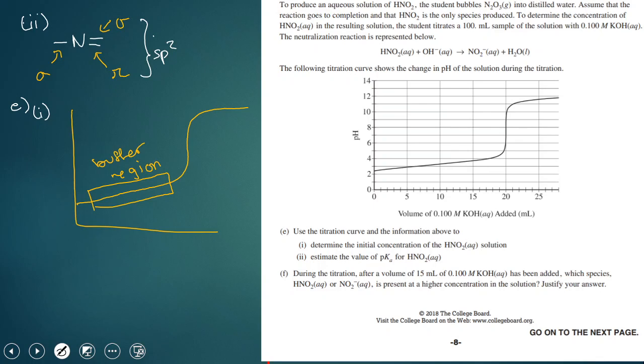Okay, so part I says, determine the initial concentration of the HNO2 solution. Okay, so let's think about how exactly we're going to go about doing that.